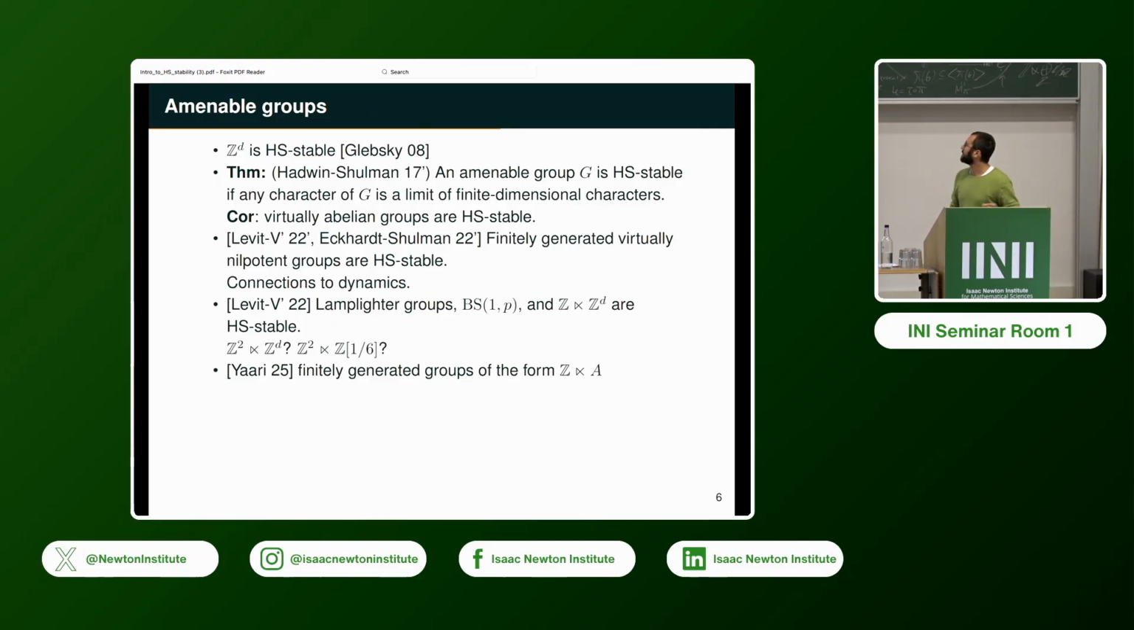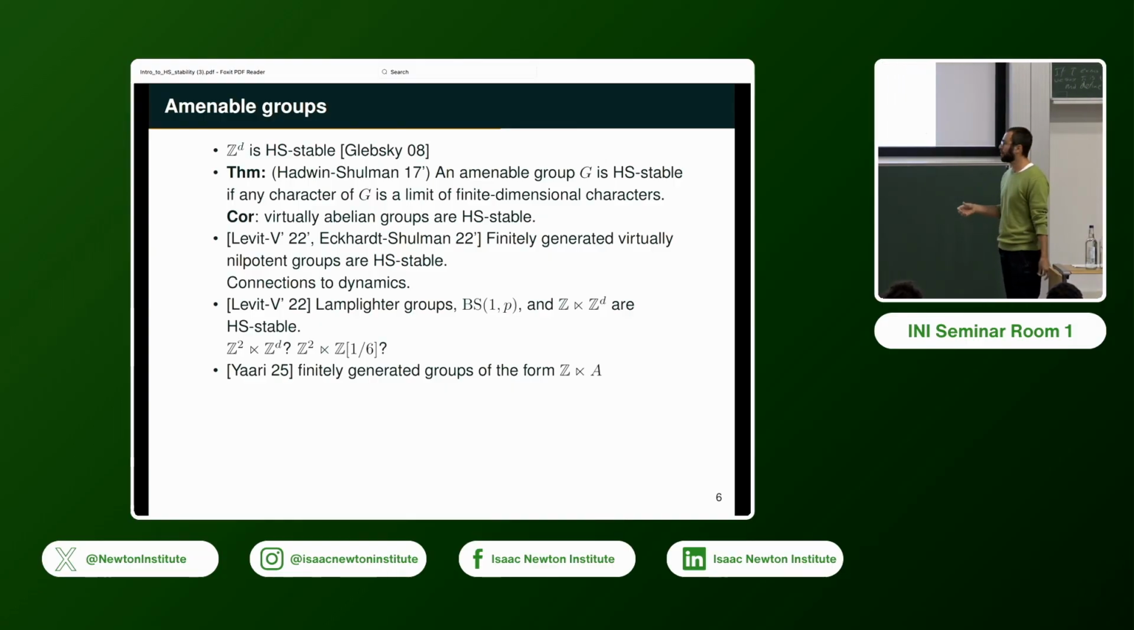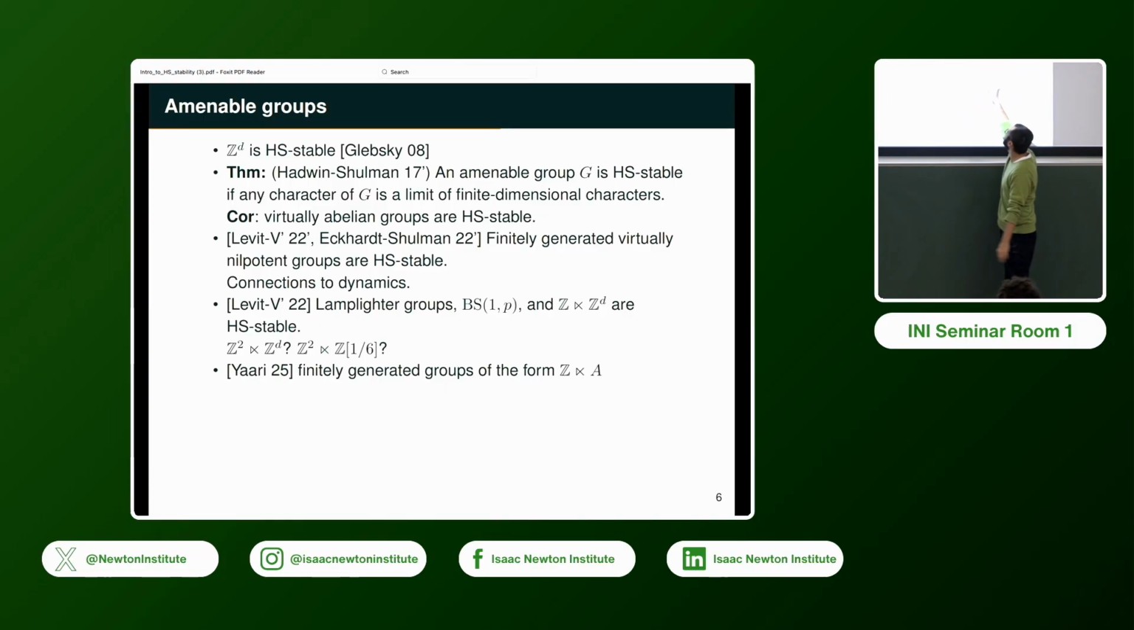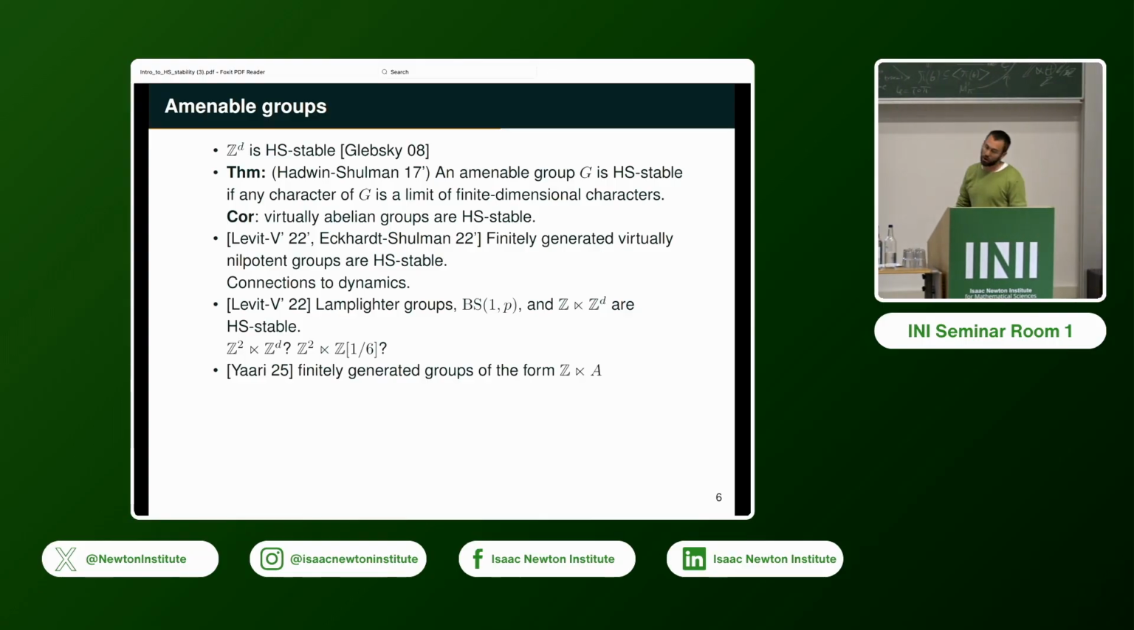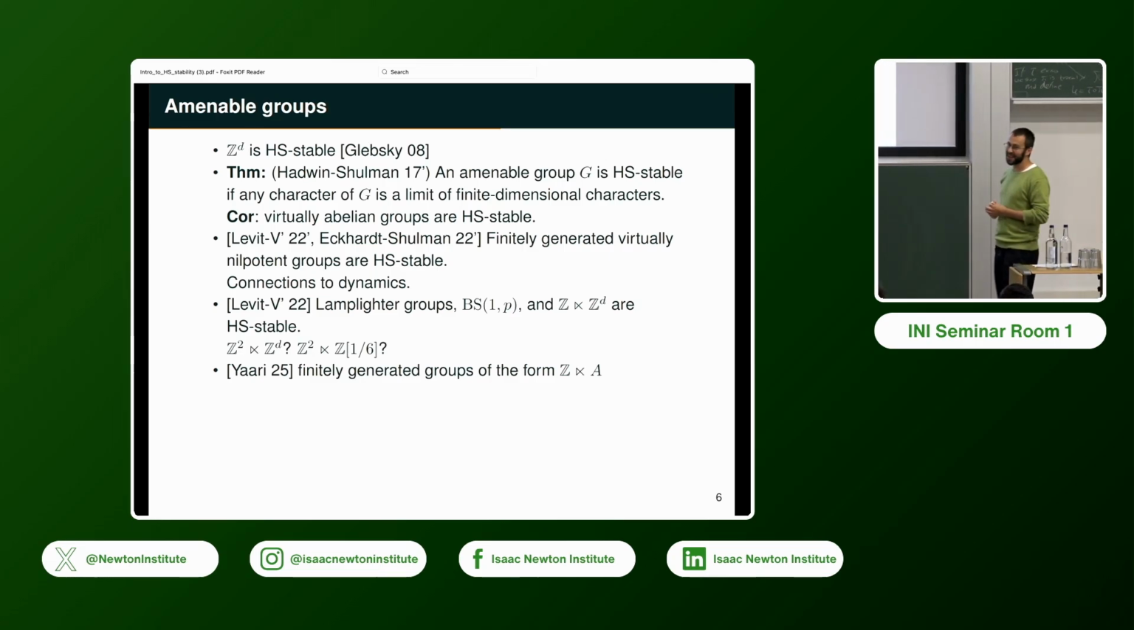Rotem Yari recently had a very nice paper, where it's very dynamical. So really, consider here A could be now any group, and consider one automorphism, so Z semi-product A, and he managed to show that such groups are always Hilbert-Schmidt stable. You mean any abelian? Of course, yeah, sorry. Of course. A means abelian.